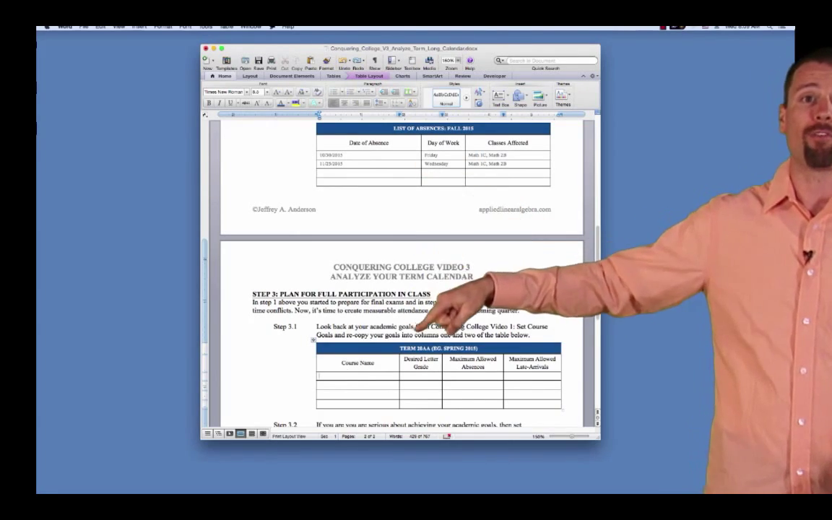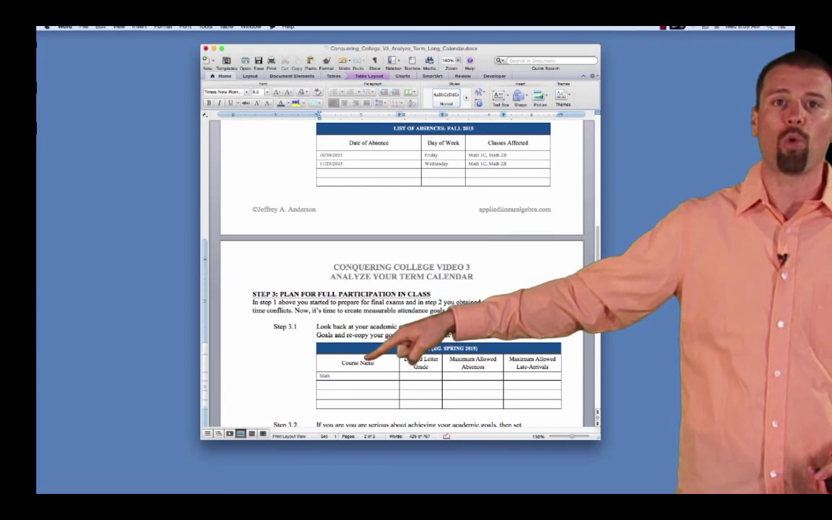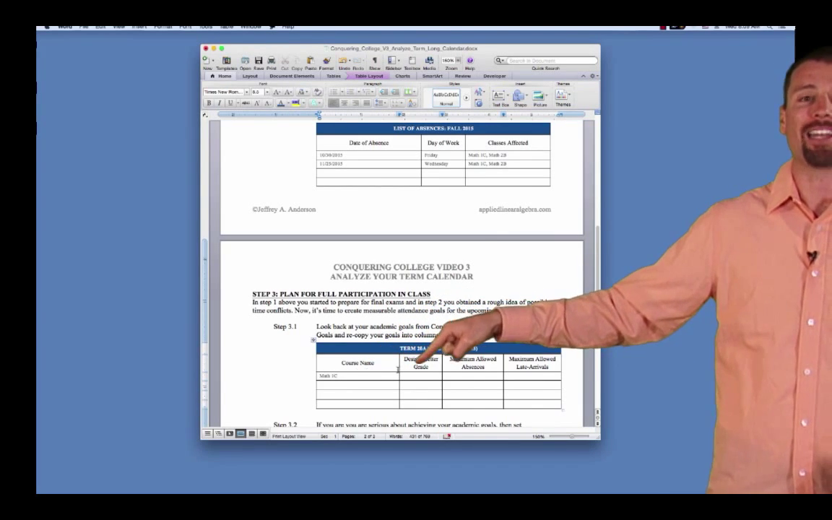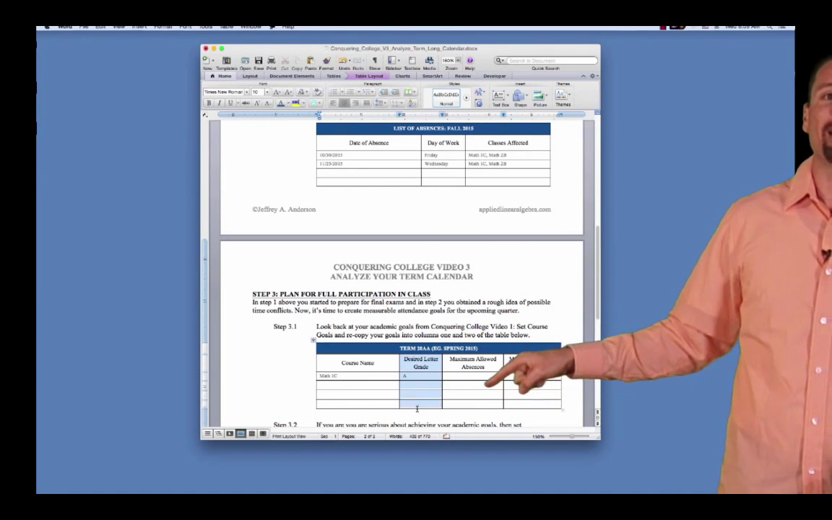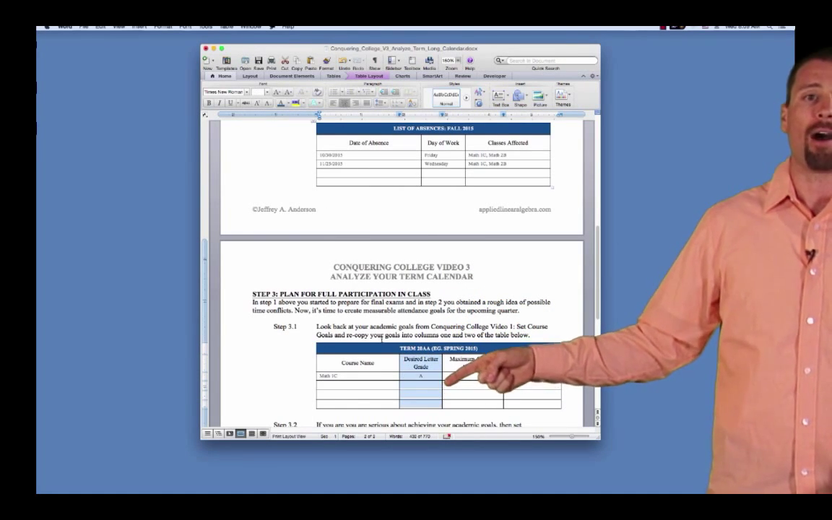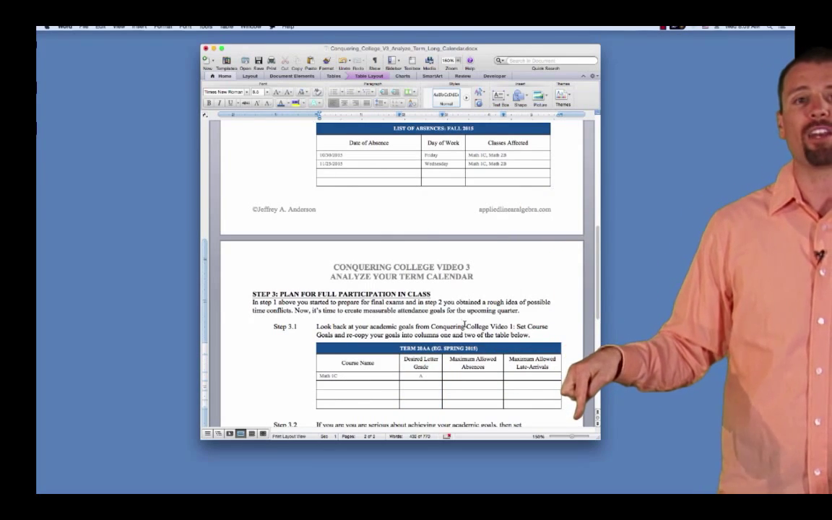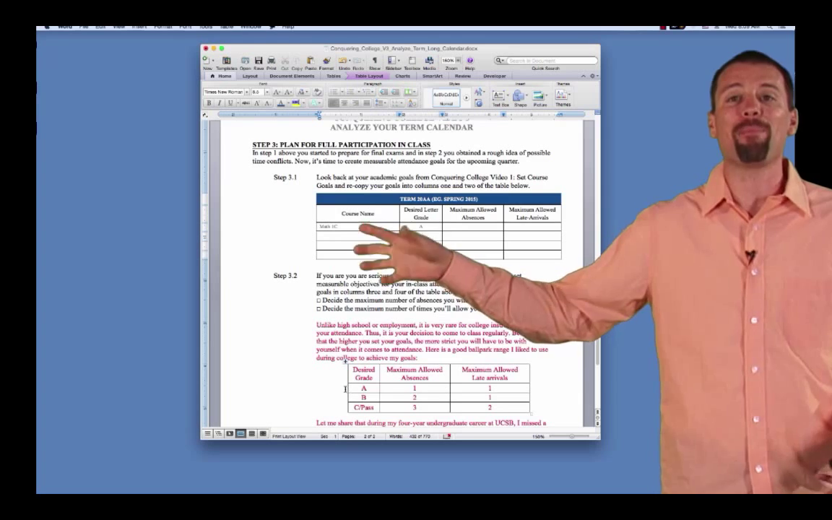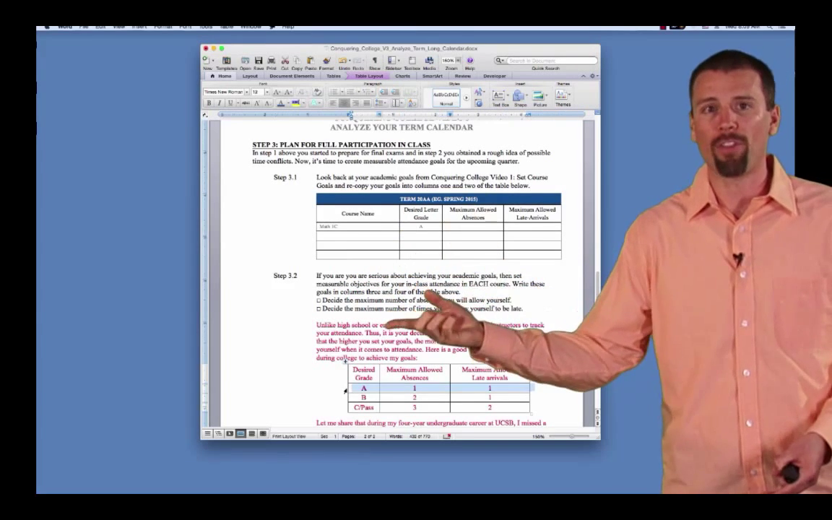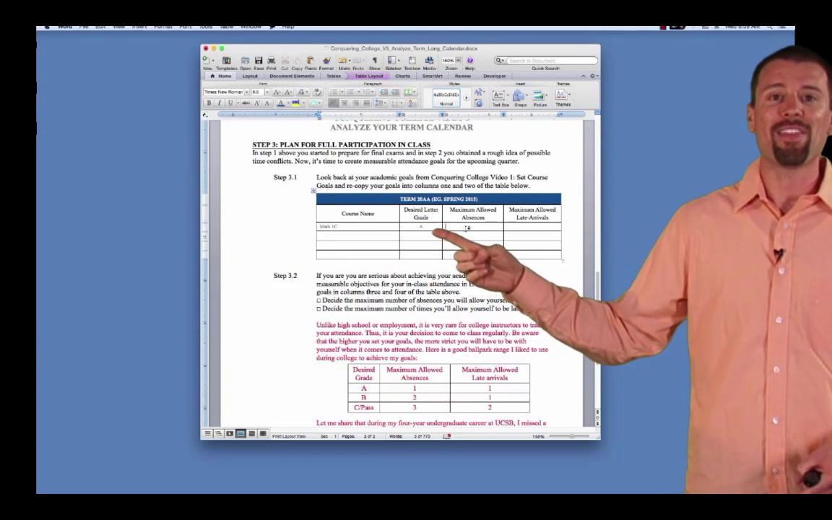In the table that I've provided, we're just going to literally copy the course name. We write our academic goals that we decided, which is the grade letter that we wanted. And each of these are going to be based on what we had decided in video 1. So in this case, I'm going to write Math 1C. I'm signed up for that class, let's say. I want an A in that class.